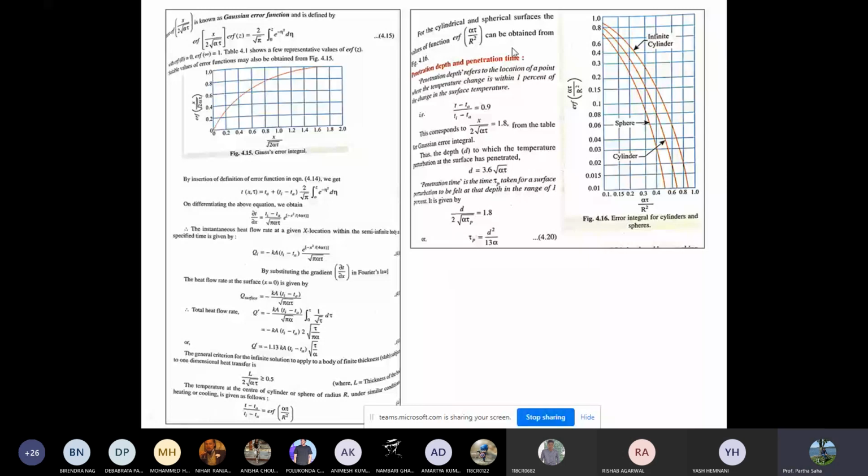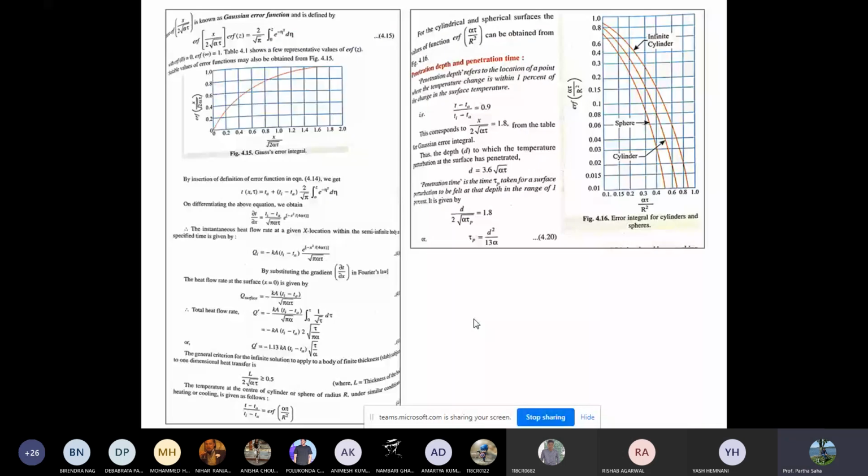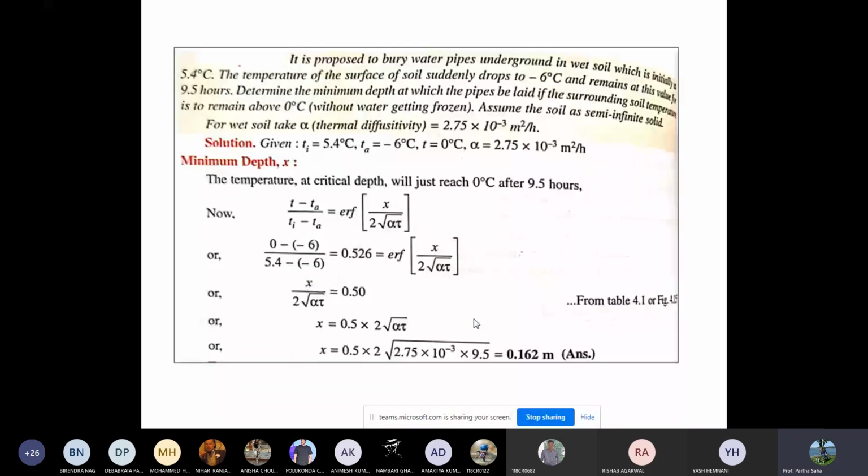But again, just refer to this solution because this is a complex derivation. I don't want students to remember or memorize this. But you should know what the error function is, and when it needs to be used. It only needs to be used when the Biot number tends to infinity, and for a semi-infinite solid, you have to use it. So let us solve a couple of numericals so that it becomes easy for you to understand.